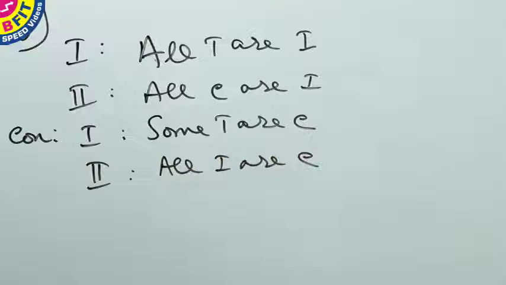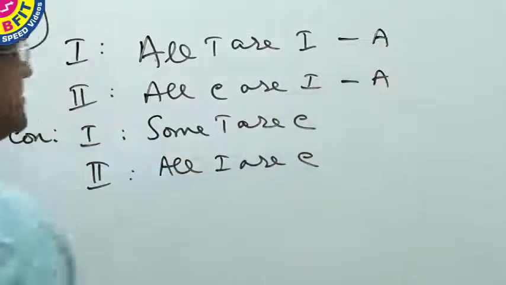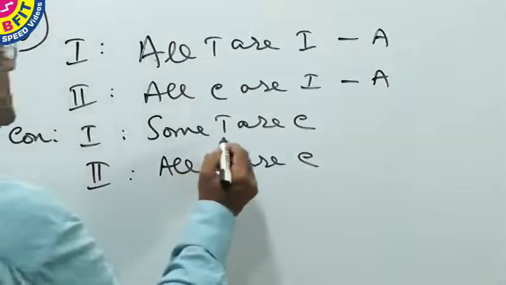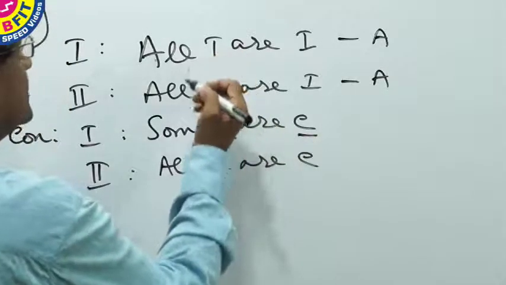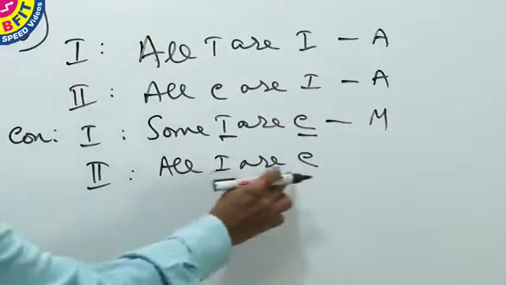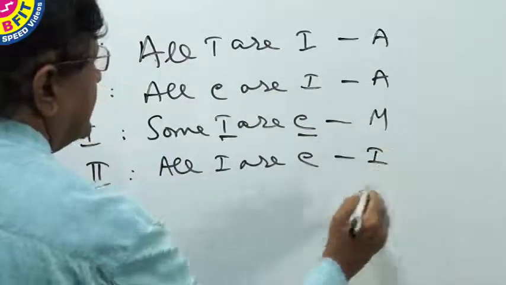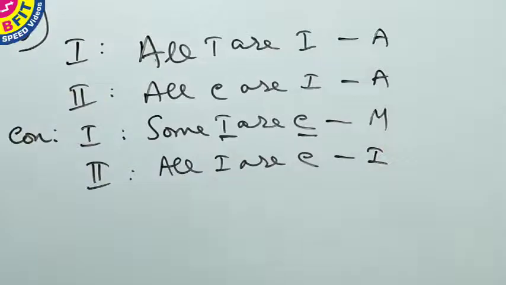So what is the first step? We have to identify the statement type. All T are I, A type statement. All C are I, again A type statement. What is the next step? We have to identify the conclusions as immediate or mediate. Some T are C is in two statements, therefore this is mediate. All I are C, I and C are in the same statement, therefore it is immediate. Now we have marked the conclusions as immediate and mediate.